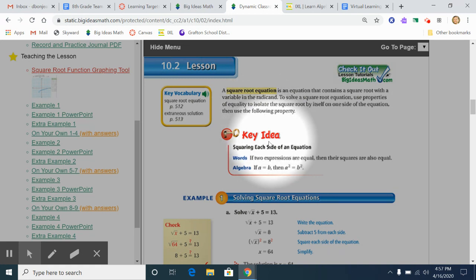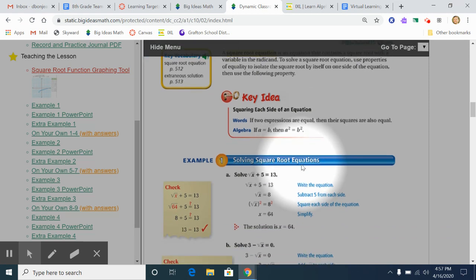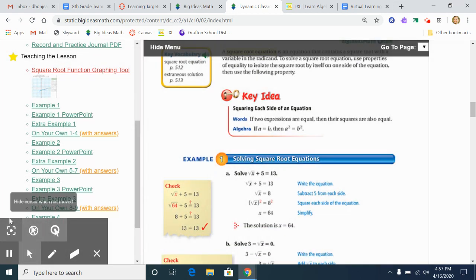Key idea, squaring each side of an equation. If two expressions are equal, then their squares are also equal, saying that if two expressions are equal, then if we square them both, they're still equal. This is an algebraic way of looking at it. If a equals b, then a squared equals b squared. Kind of a basic rule. All right, so let's look at example 1. It's the most basic type.